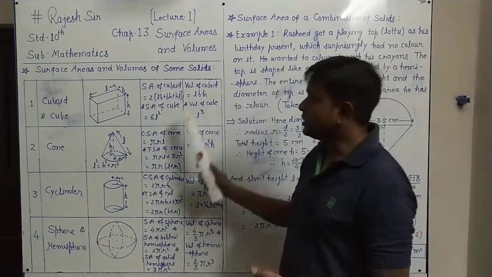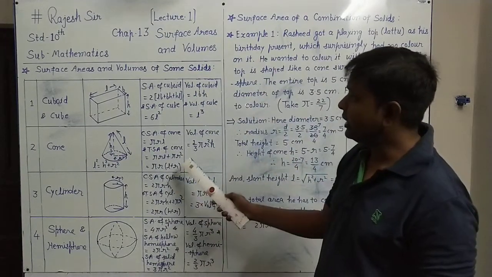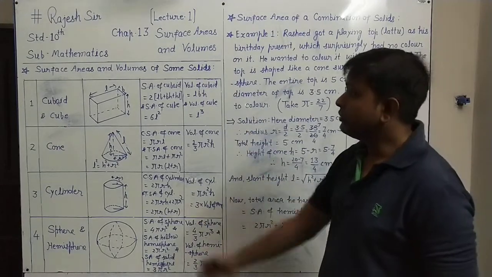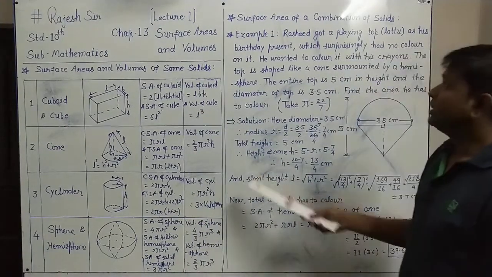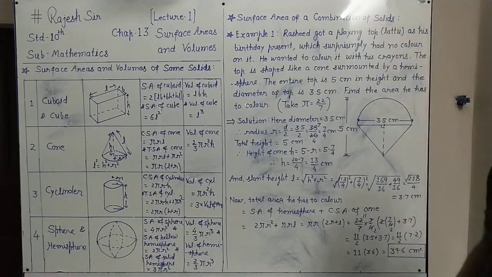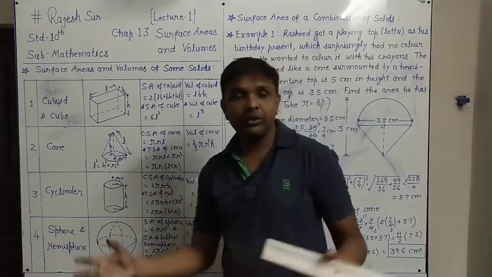So first you are suggested to draw this table very well and write it in good handwriting, and understand and recall everything: the surface areas of different kinds of shapes and the volumes of them also. Now we will see the surface areas of a combination of solids.